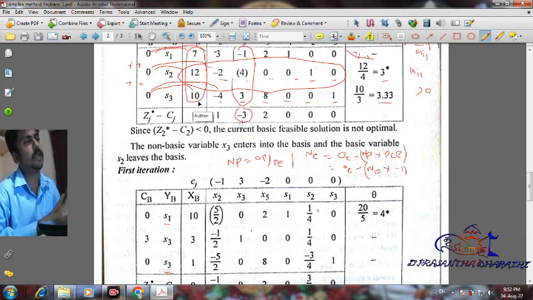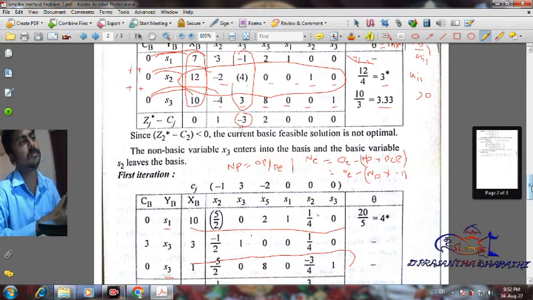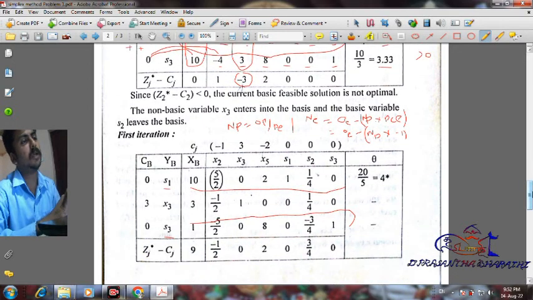Okay, and here also it is 10 minus 3 into 3, that is 10 minus 9 equal to 1. In the same way we have to calculate the remaining values of this row. Once again we calculate Zj star minus Cj, similar to the previous iteration, and we are having one more negative here.